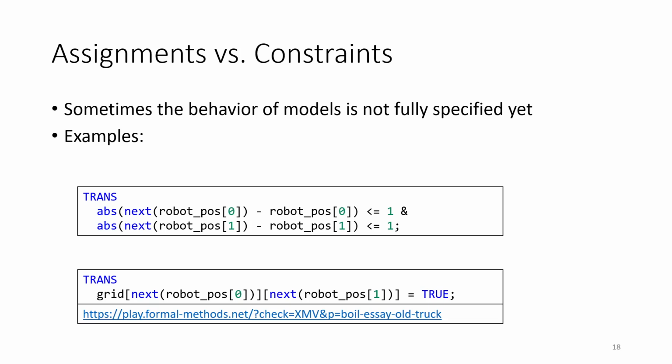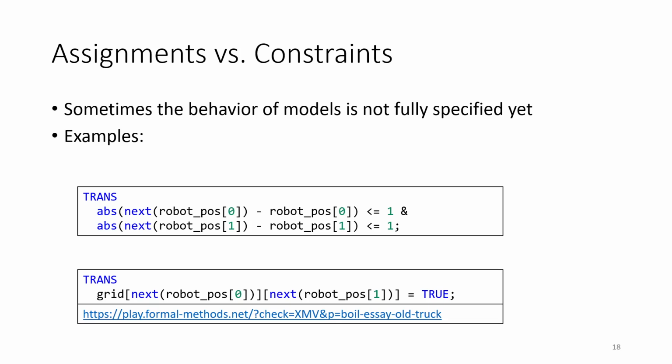We just write a constraint that says, for example, the next robot position minus the current robot position, the absolute value of that, so the largest possible change from the current time step to the next time step, is less or equal to 1. So this means the robot could stay at the current coordinate, or it could move by 1 to the positive side or by 1 to the negative side, right? So it's the absolute value of this difference is less or equal to 1.